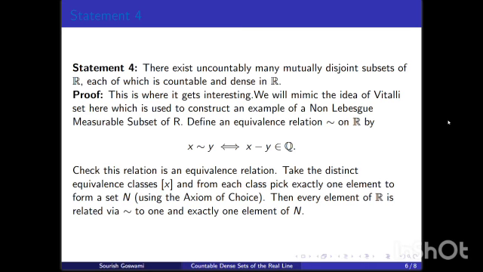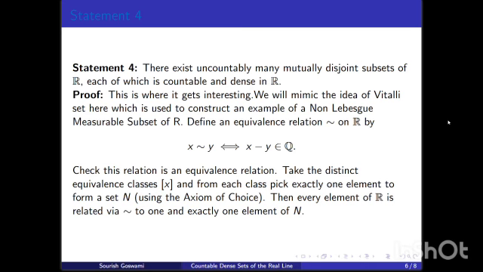This is where we will mimic the idea of a Vitali set, with which any person who has taken a measure theory course is familiar, used to construct an example of a non-Lebesgue measurable subset of R. Define an equivalence relation tilde on R by x is related to y if their difference is in Q. This is an easy check that this relation is an equivalence relation. Take the distinct equivalence classes. We know they are a partition of R.